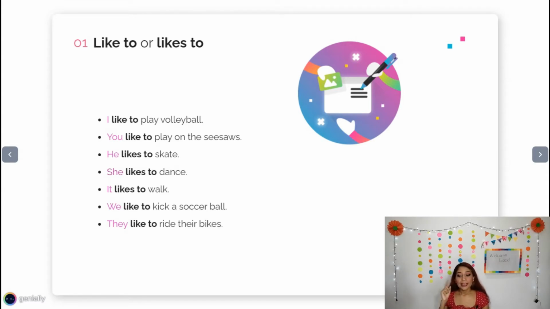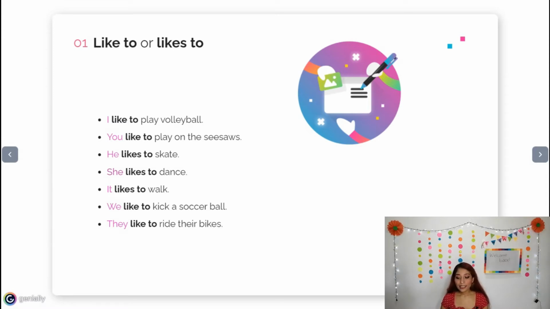Number 3, he likes to skate. Okay, this is different. Remember, when we have he, that is in pink, he likes to skate. Super important. Also, we have she likes to dance. You can notice the difference. It has the S. So, it likes to walk. Okay, it likes to walk. Then we like to kick a soccer ball, okay? Patear. Soccer ball. With no S.